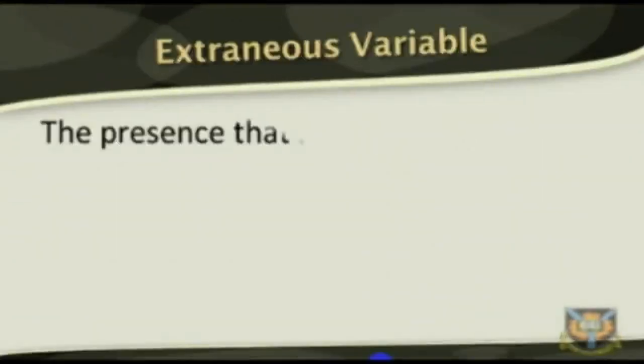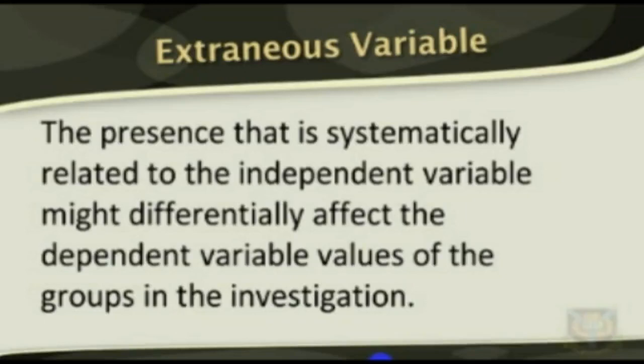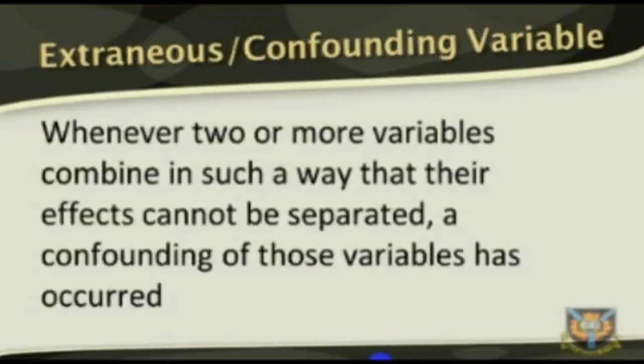Extraneous variables. The presence of an extraneous variable that is systematically related to the independent variable might differentially affect the dependent variable values of the groups in the investigation. Whenever two or more variables combine in such a way that their effects cannot be separated, a confounding of those variables has occurred. Confounding, although always a matter of concern, does not necessarily present a serious threat to internal validity. Internal validity is the extent to which a study evaluates the intended hypothesis.